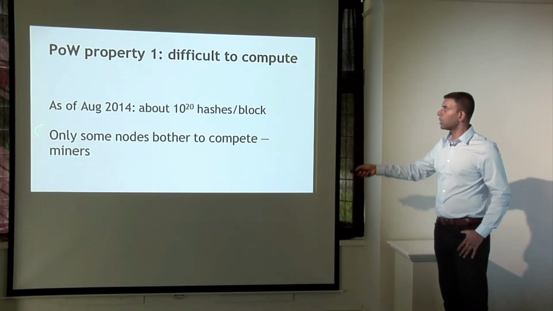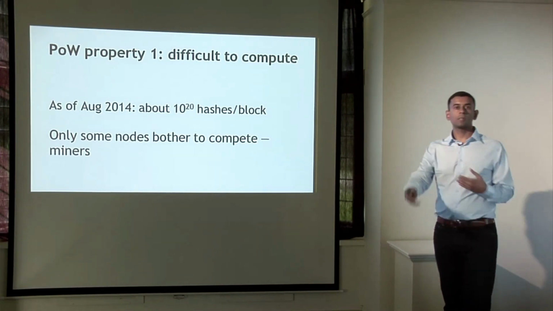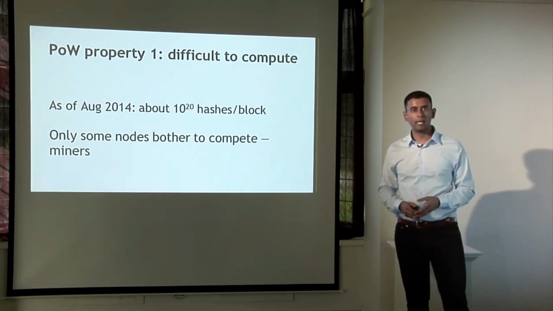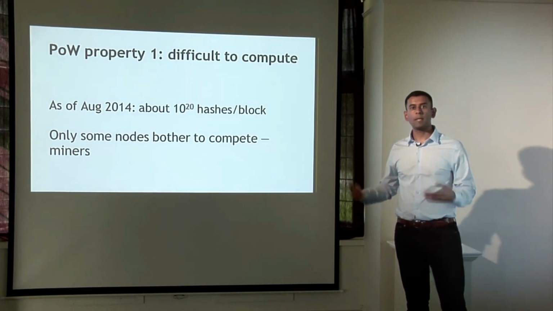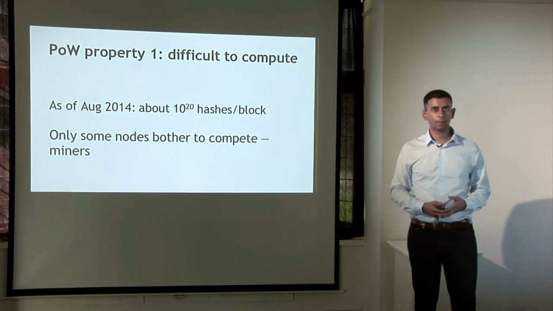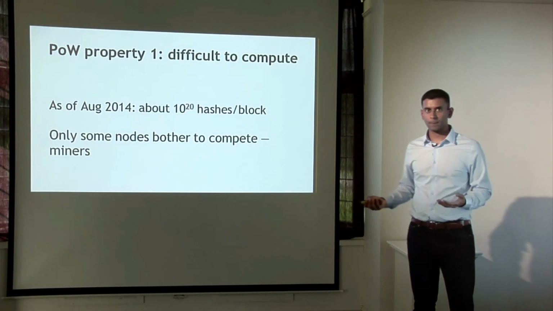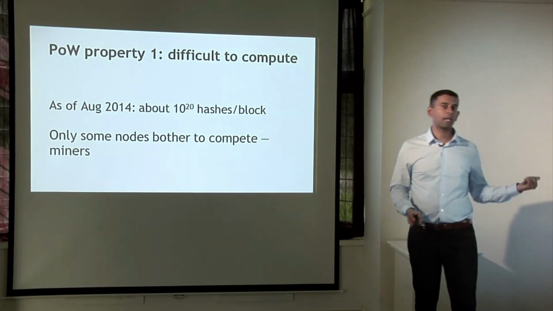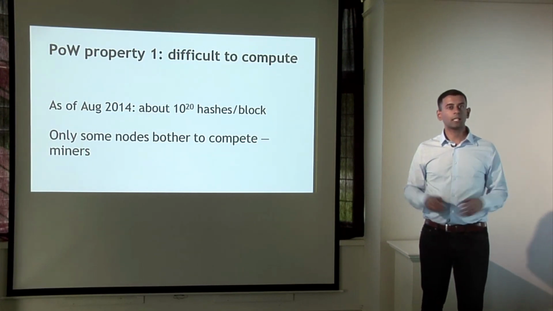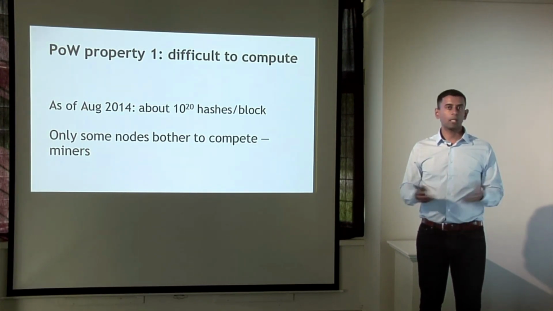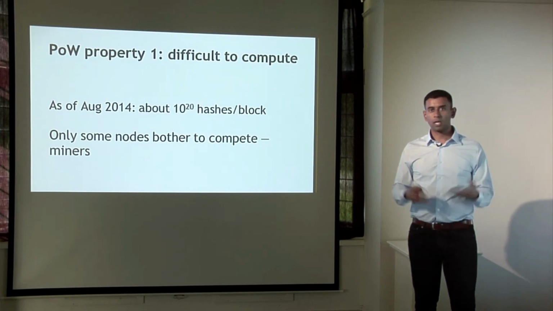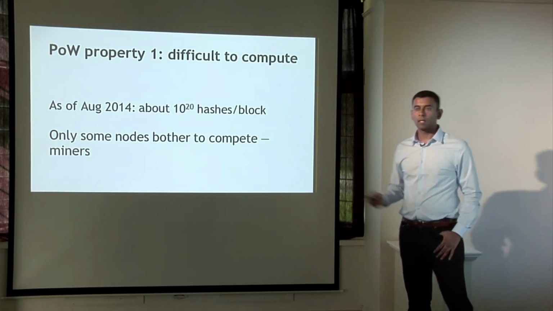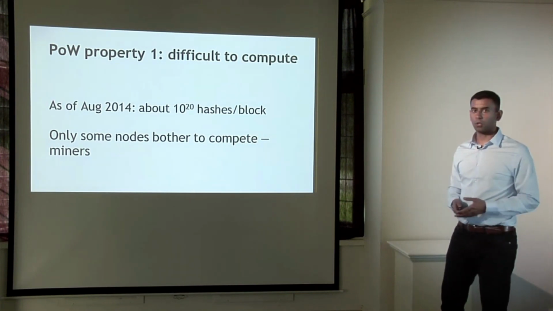And because of this, only some nodes even bother to compete in this block creation process. And this is what is known as Bitcoin mining, basically the process of repeatedly trying and solving these hash puzzles. And we call these nodes miners. And because of how capital intensive this process is, this goes back to what I said at the beginning, that even though technically anybody can be a miner, there's been a lot of concentration of power or concentration of participation in the mining ecosystem. So that's the first property of these proof of work puzzles.